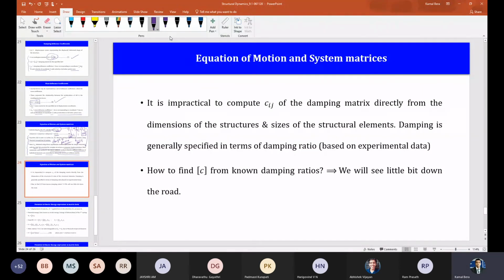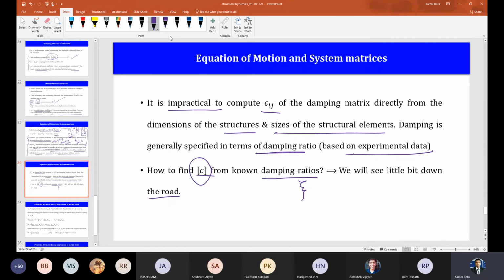It is impractical, and you do not compute Cij of the damping matrix directly from the dimensions of the structure and size of the structural elements. Damping is generally specified in terms of the damping ratio, which we obtain from experimental data. How to find C from the damping ratio, we will see a little later. We have not talked about the damping matrix so far for multi degrees of freedom systems. After finishing the orthogonality of mode shapes and mode superposition, we will talk about the damping matrix separately.